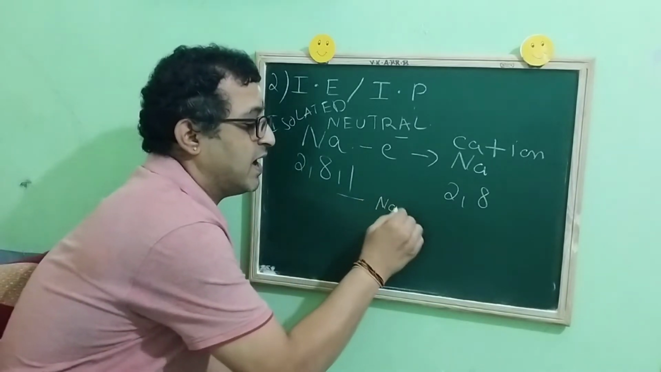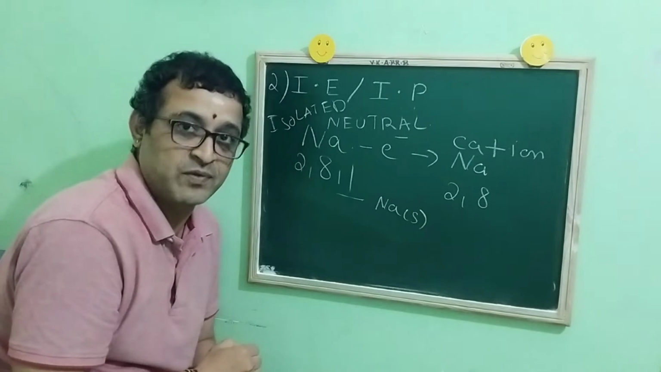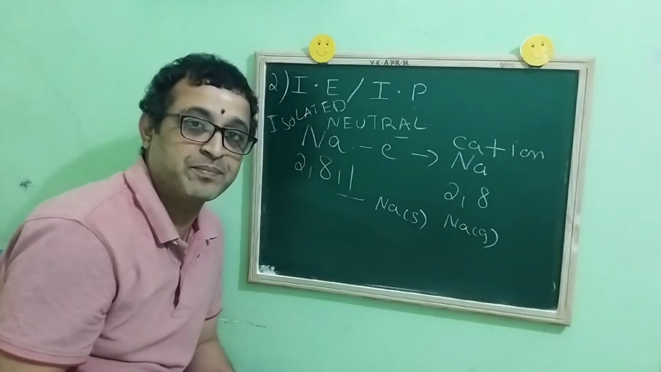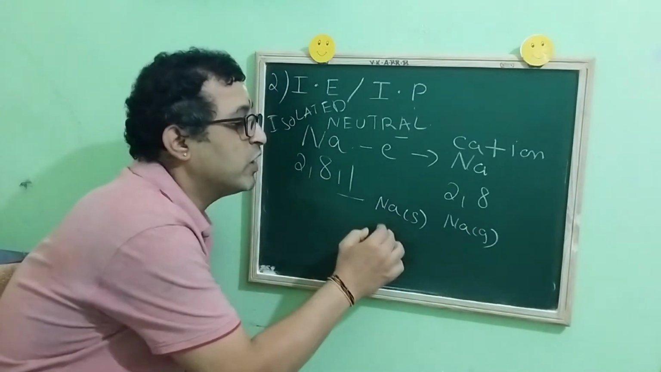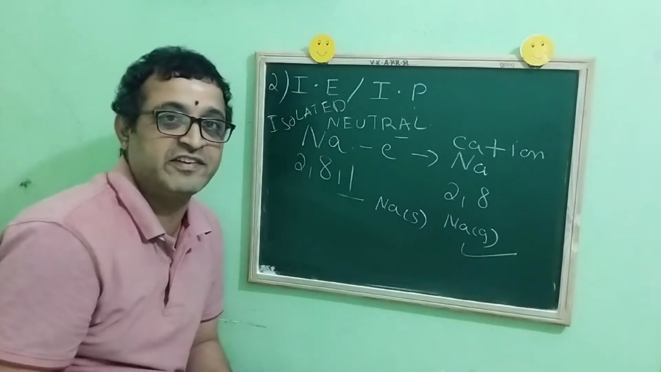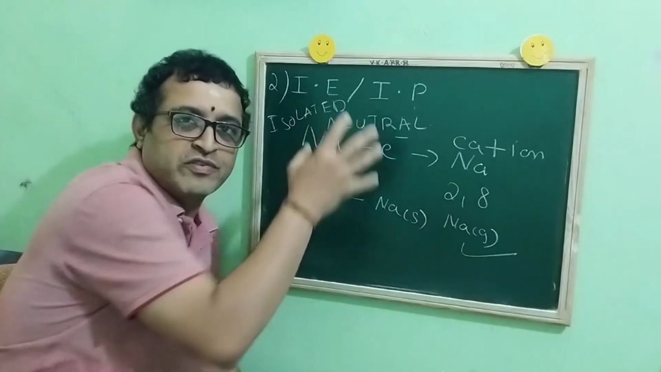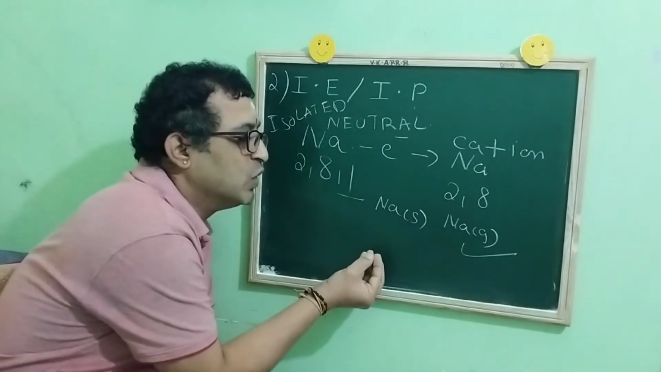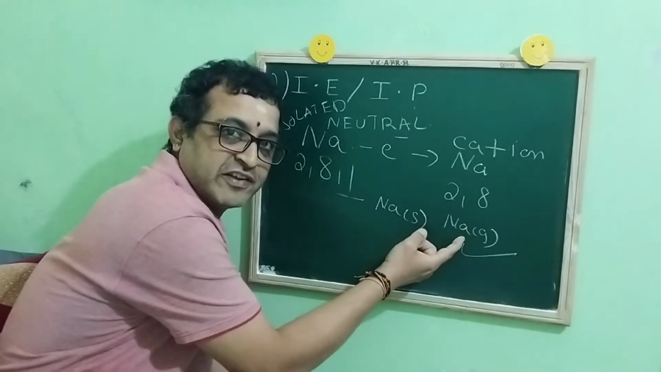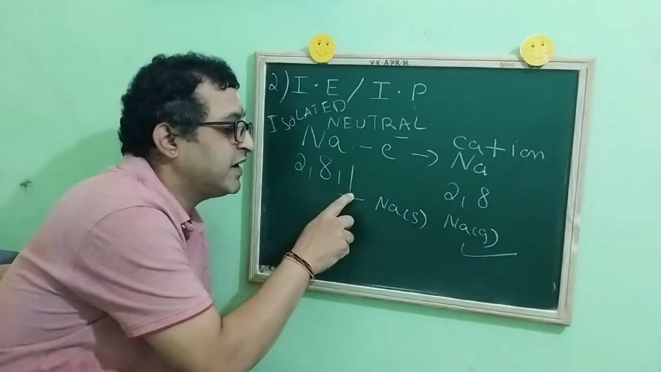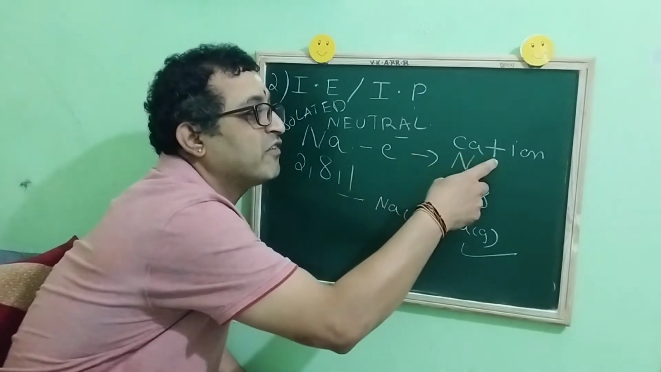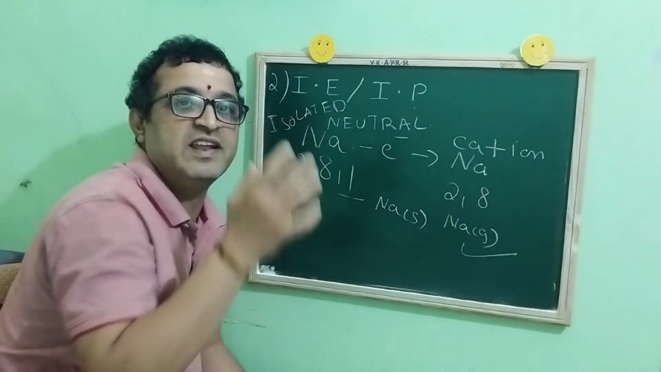See, I have a solid sodium, right? And I have a gaseous sodium. In which state will sodium easily lose the electron? Obviously, it is the gaseous state. You know exactly how this process happens. First, I will heat solid sodium. It will go to the gaseous state. And in gaseous state, it will lose that electron which is present in the outermost shell, and it will become a cation. That is Na plus.